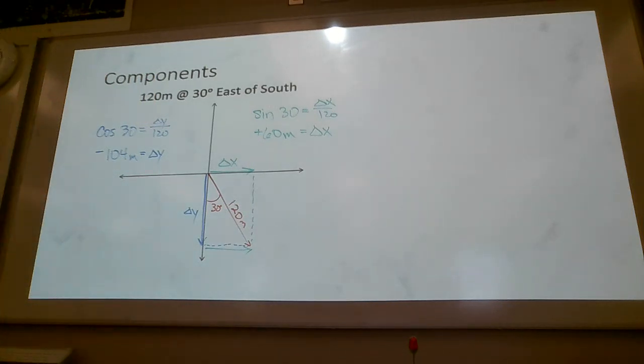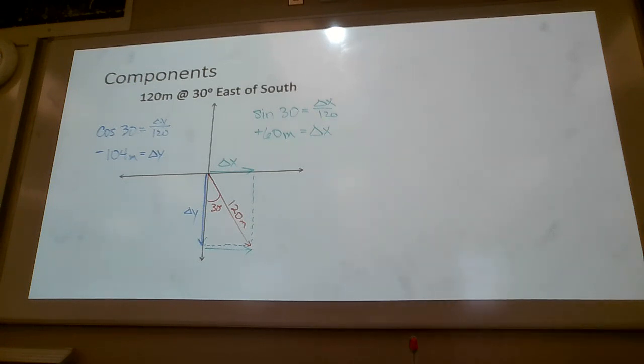Good with that? So while I walked 120 meters at 30 degrees east of south, I walked 60 meters in the positive x direction, or eastward, and I walked 104 meters southward, or in the negative y direction. Those would be my components.